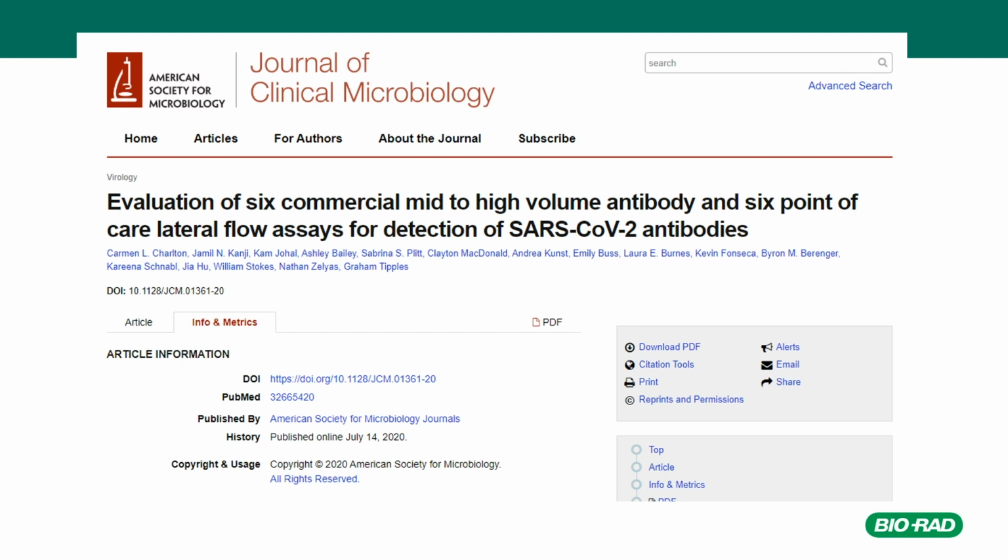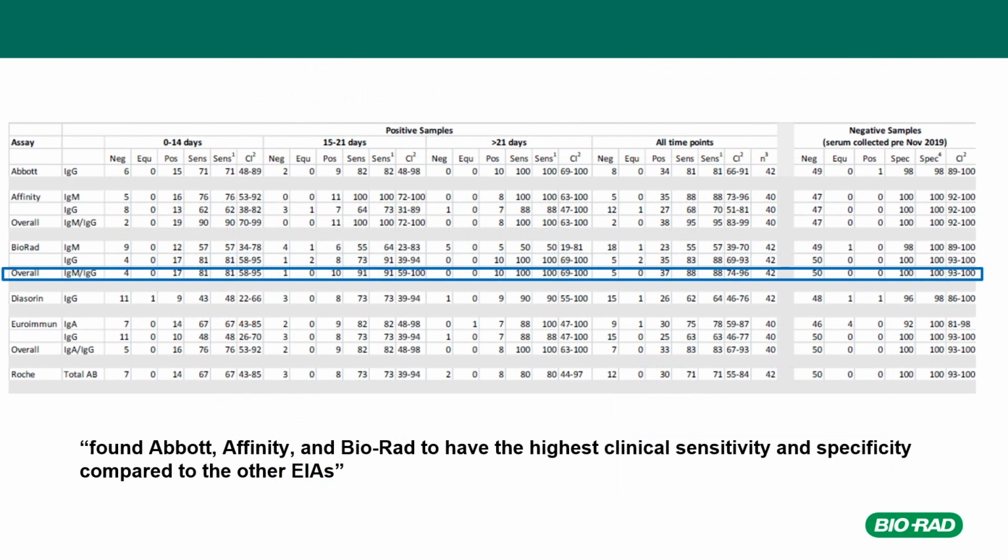Earlier this summer, a publication in the Journal of Clinical Microbiology highlighted an early evaluation of an RUO version of the assay, comparing its performance in clinical samples to 5 other commercial antibody tests. This RUO version was for IgM and IgG only, but still demonstrated greater than 91% sensitivity when utilized after 14 days and 100% after 21 days.